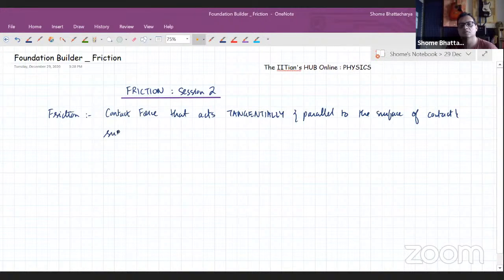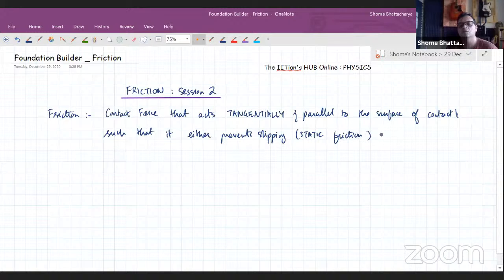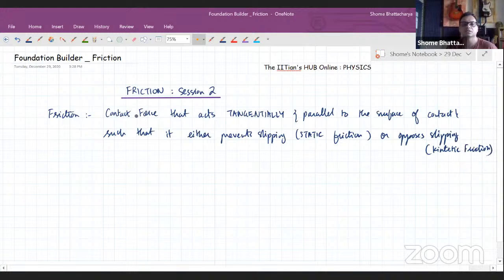such that it either prevents slipping, in which case it is called static friction, or opposes slipping when slipping is already taking place. So friction is going against slipping. In that case, it is called kinetic friction. So this is what we had learned in the last lecture. So the two types of friction here, static friction and kinetic friction. Let's quickly understand the difference between them.